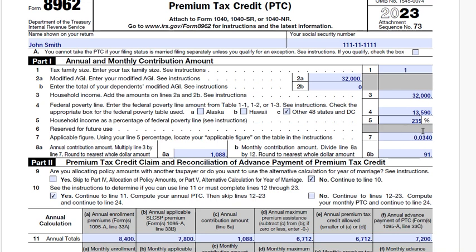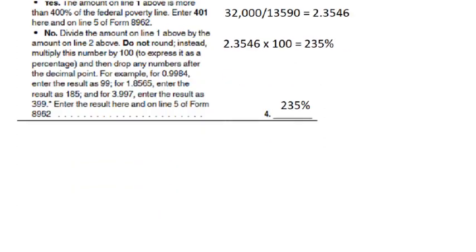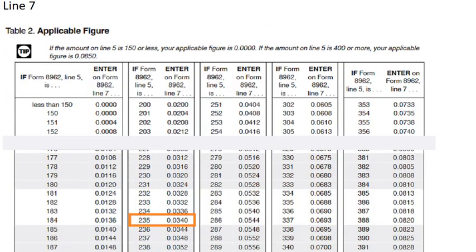Nothing on line 6. And then this is called the applicable figure. To get this figure, we need to go back to the Form 8962 instructions. And notice that line 5 is 235%. In order to get the figure for line 7, we need the figure in line 5. So once again, line 5 here is 235%. So this is line 7.